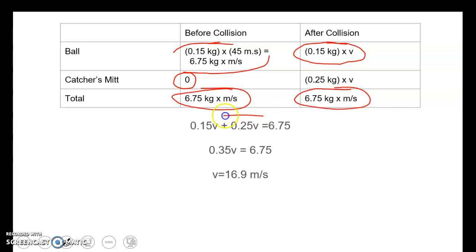I make an equation, combine like terms, divide, and the velocity of the mitt and ball as it goes backwards is 16.9 meters per second.